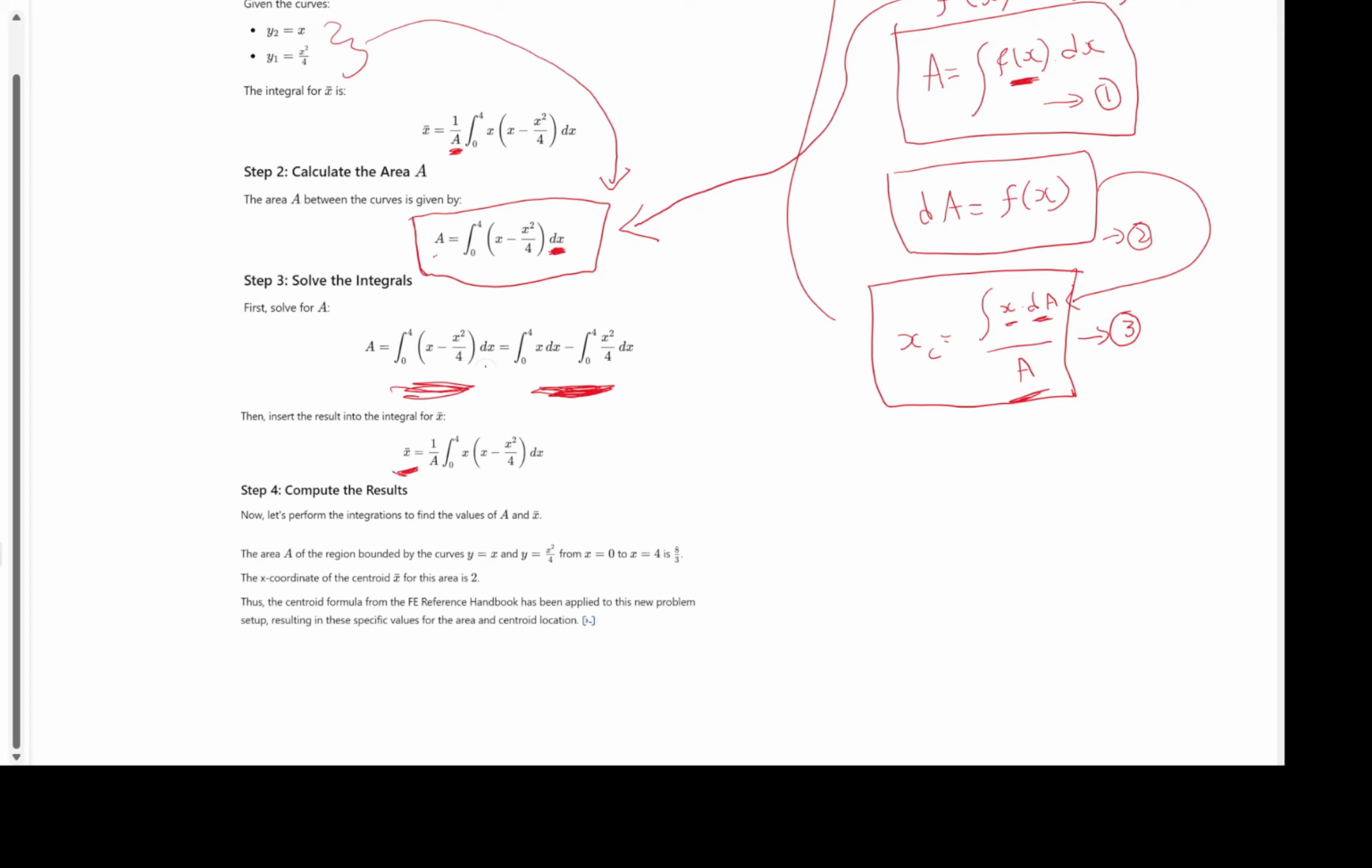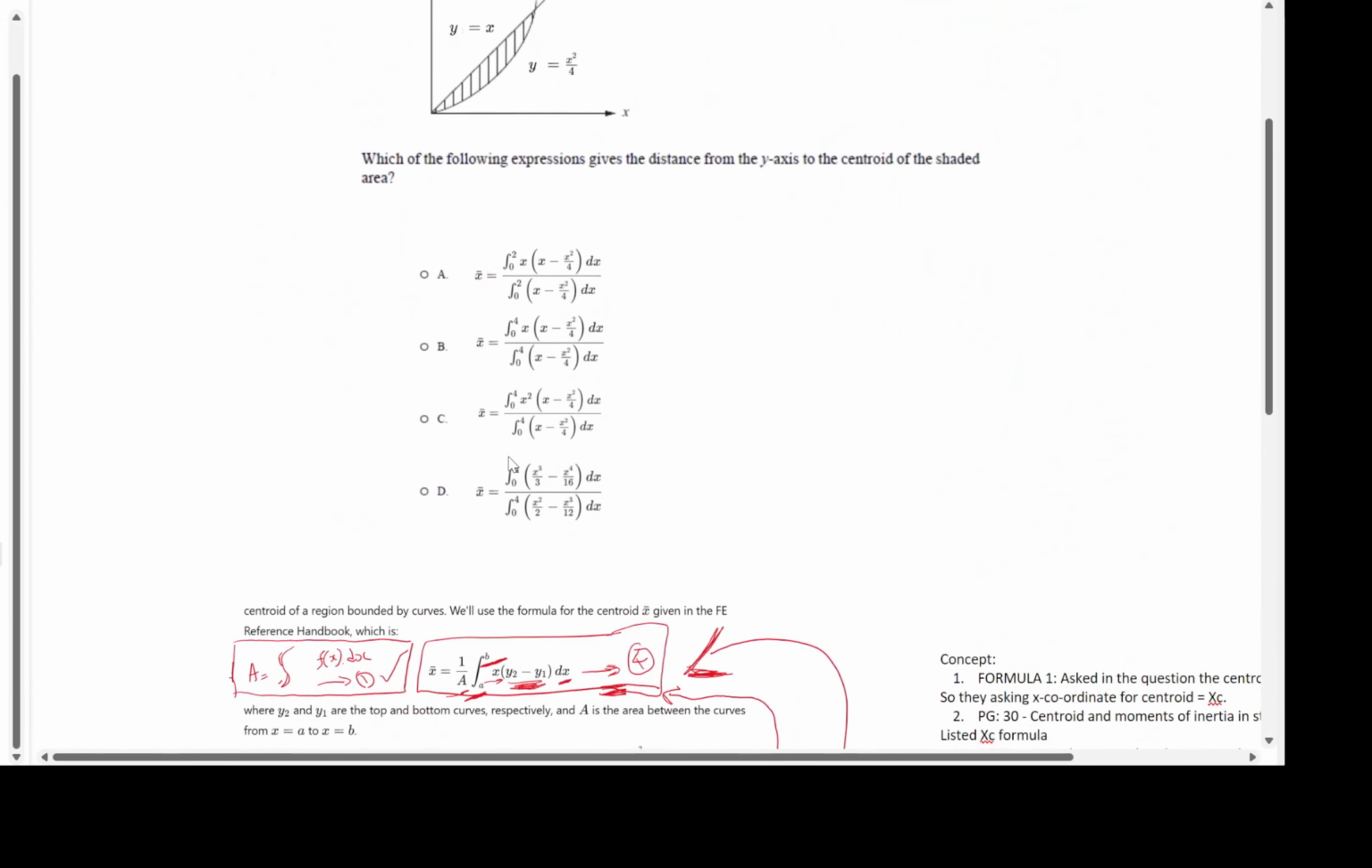One more time, let's get back to coordinate xc, because without finding a, we can't find xc. That's why I found a first. Now that we already know what exactly a is, I'm going to go after xc. This is the unknown. Now xc is equal to 1 by a times integral from 0 to 4 of x times x minus x square by 4. That is nothing but substituting these 2 equations. Now that we have our answer, let's look at the choices given.